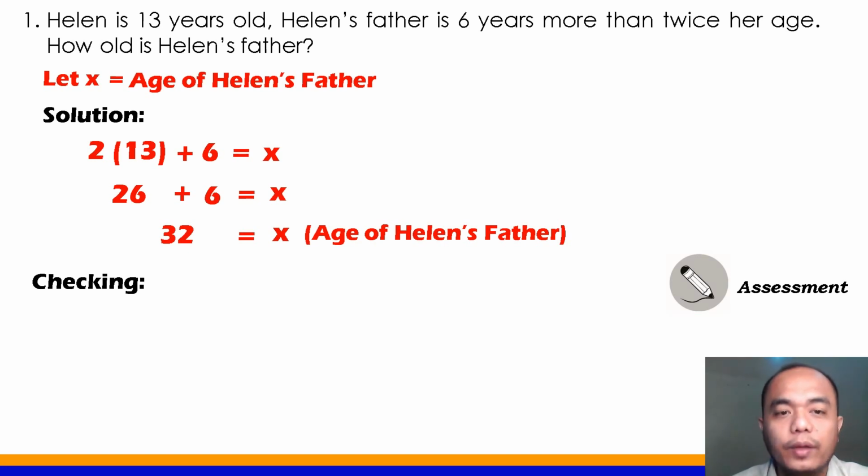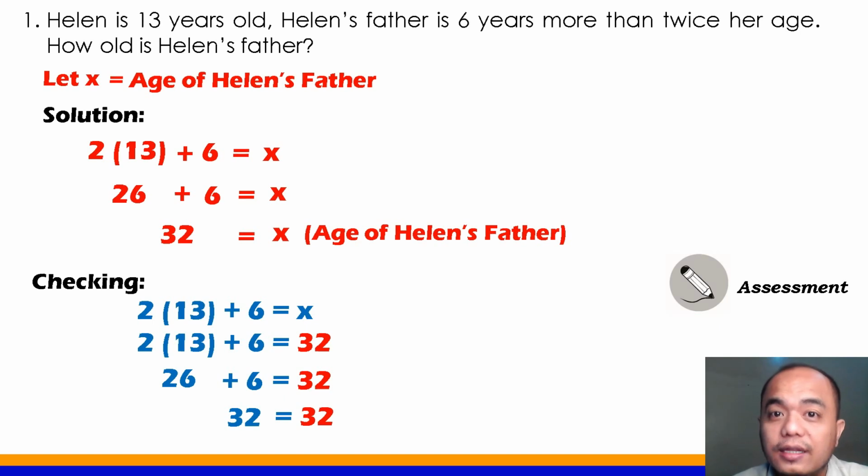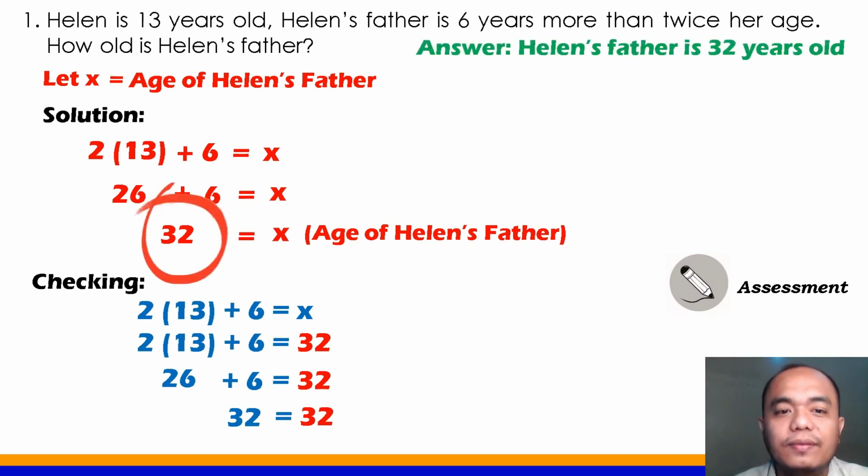Now, if you want to check, pwede din naman, isa-substitute natin yung 32 natin na x sa original natin na equation na x. Okay? So that is 2 times 13 plus 6 equals 32. Kung 32 ang sa kabilang side, then that's the correct answer. So 26 plus 6 equals 32, then equals 32. So tama ang ating sagot. Okay, so 32 nga talaga ang edad ng ama ni Helen.